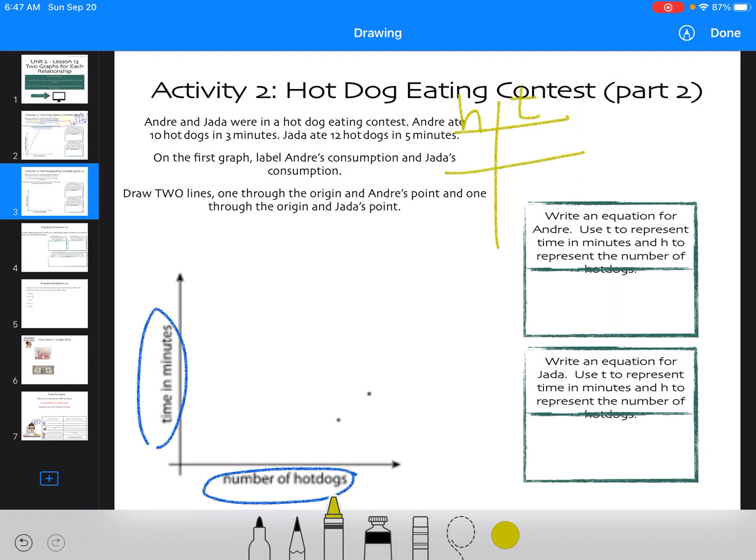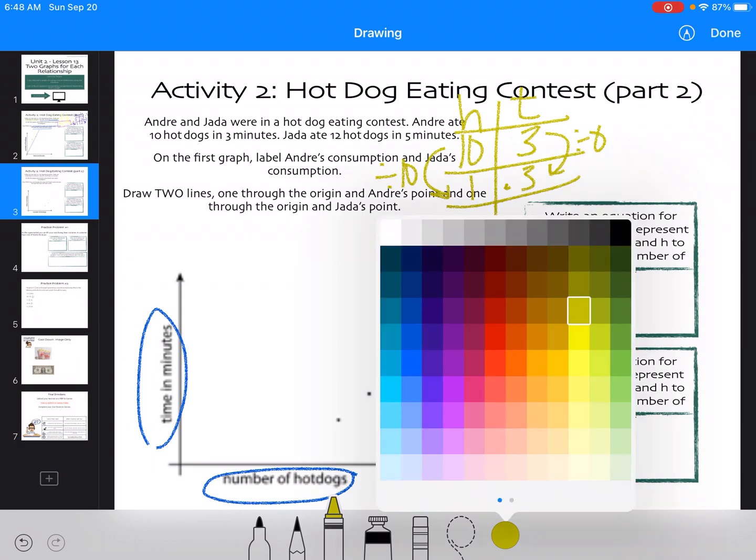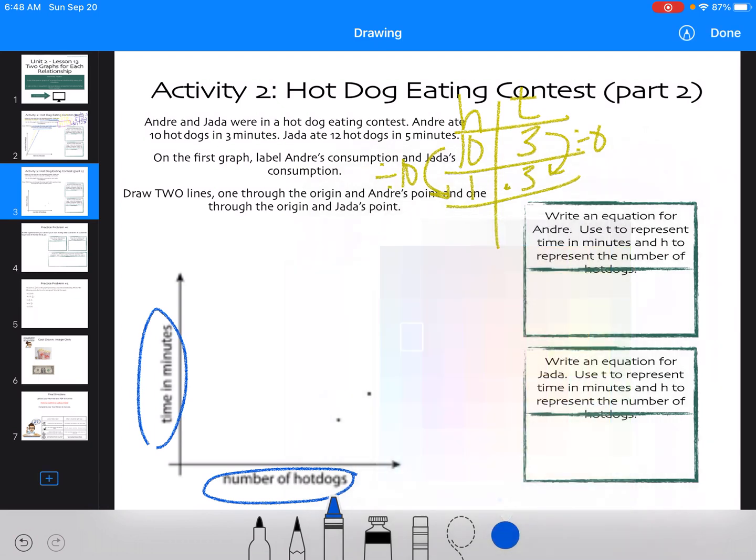So I know that Andre ate 10 hot dogs in 3 minutes. So I want to figure out how long it took him to eat one hot dog. So I divide by 10, and I get 0.3. Now that's not repeating, it's just 3/10. So then I'm going to do Jada.